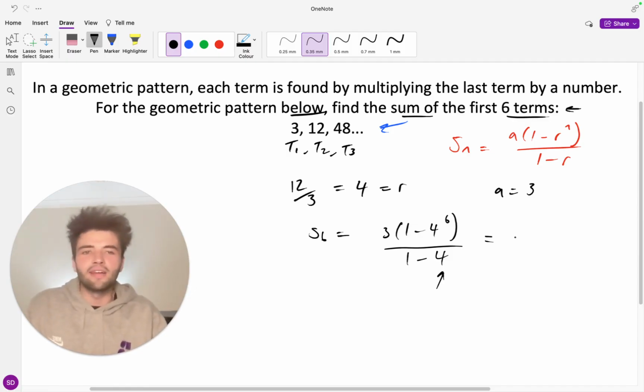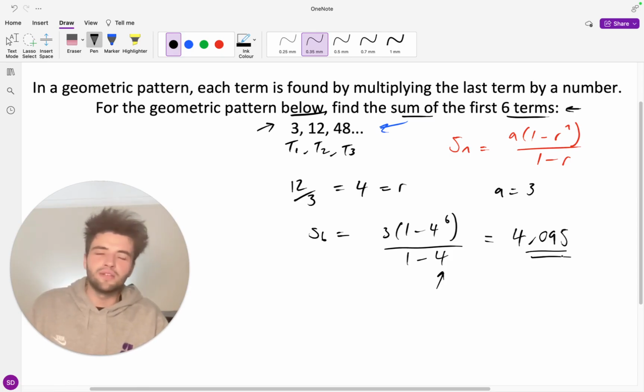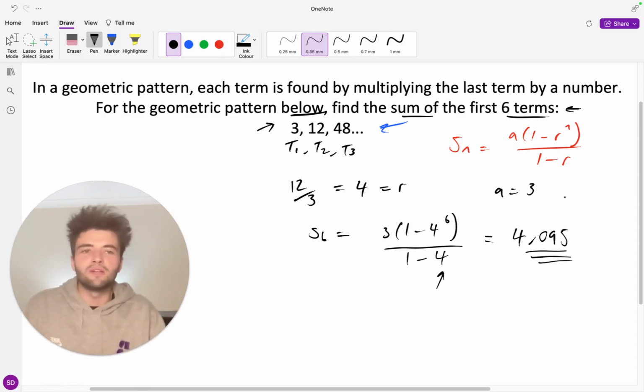But now that we've got that, we can just plug all the numbers in, and we're going to see that using our calculator, if we simplify this, our sum to the 6th term is going to be 4,095. As you can see, it's actually quite a large number, even though our first 3 numbers in the pattern are relatively small. And so it is probably easier to use the formula for this one. But that is going to be our sum to the 6th term, and so that is going to be it for this question.